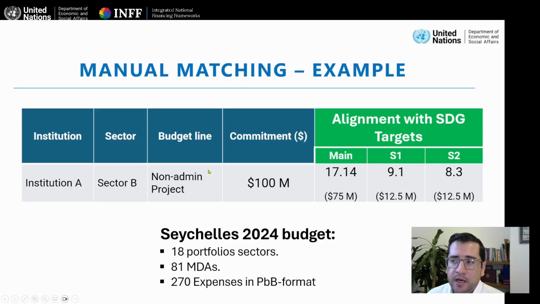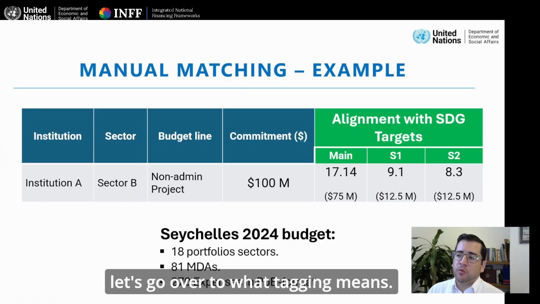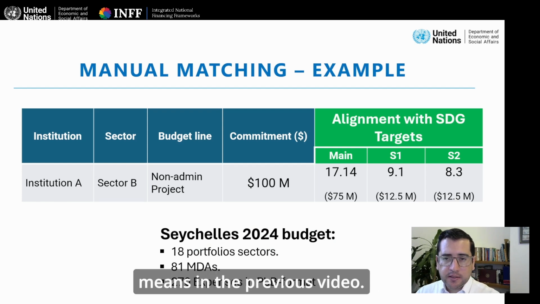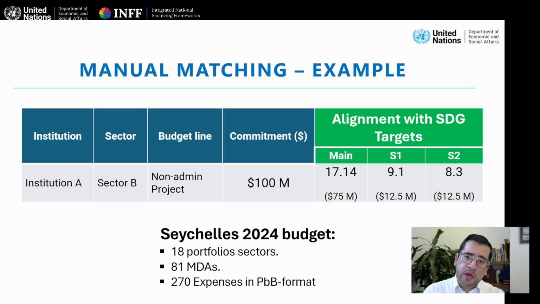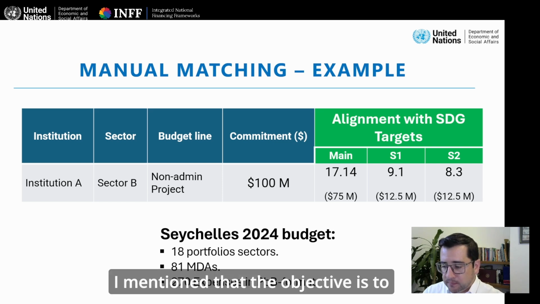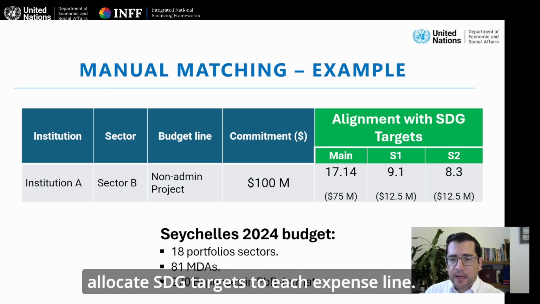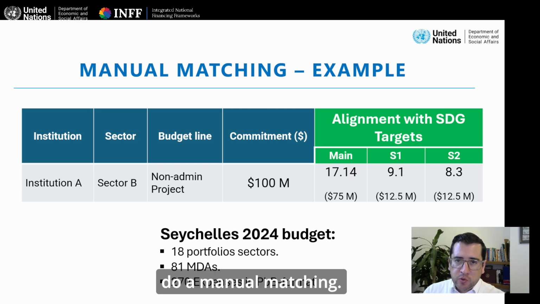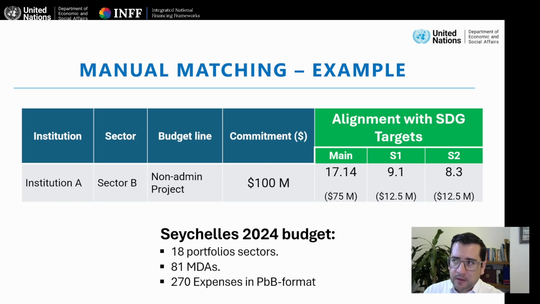So with that in mind, let's go over what tagging means. I already covered what tagging means in the previous video. I mentioned that the objective is to allocate SDG targets to each expense line. In this case, let's just do a manual matching. It's always going to be manual for now.